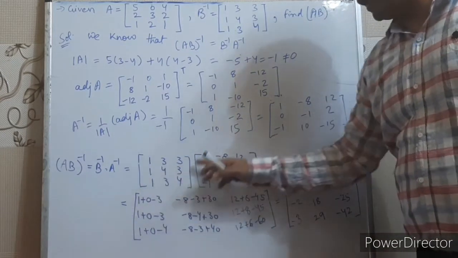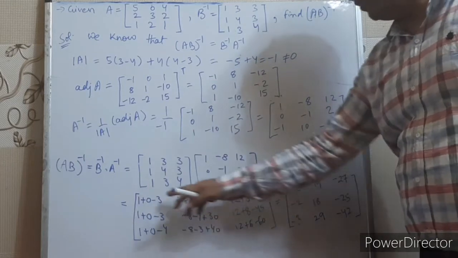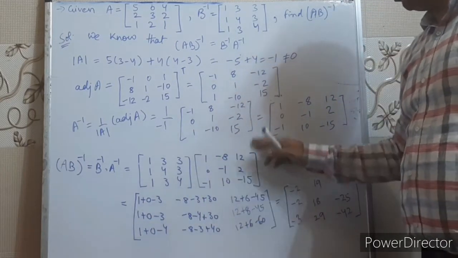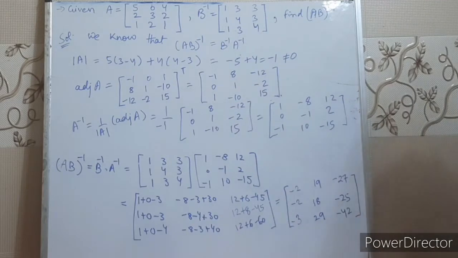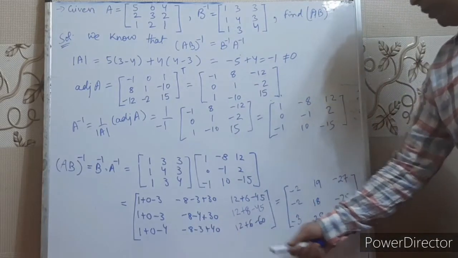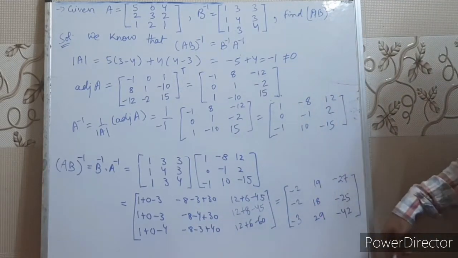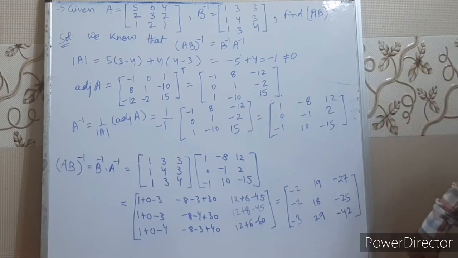Similarly, we have multiplied the second row with the first, second and third columns, and the third row with the first, second and third columns. So the remaining elements you can get. Now when you solve these terms, what will we get? We'll get this matrix, which is the value of the inverse of AB. Right, children? Please note down.